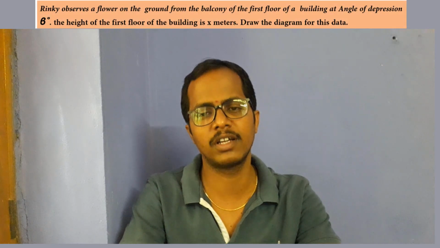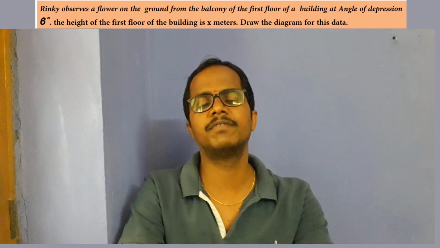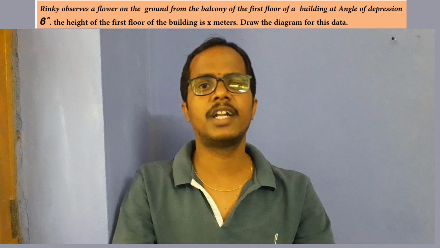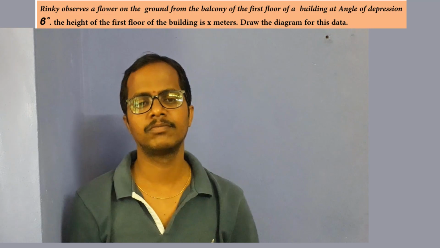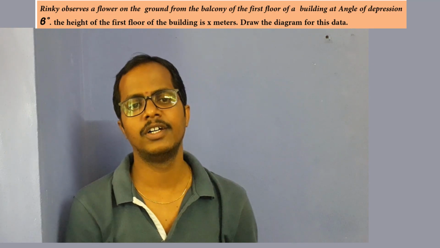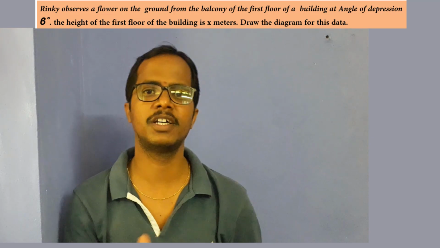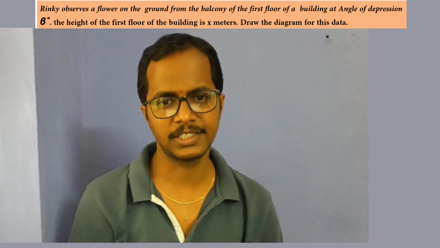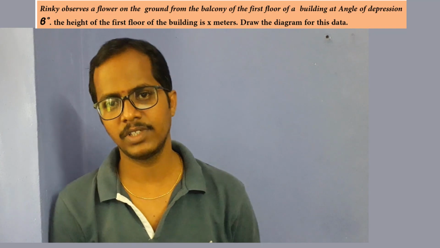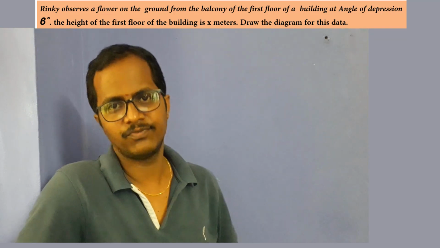Let us see one more problem. Rinky observes a flower on the ground from the balcony of the first floor of a building at an angle of depression beta degrees. The height of the first floor of the building is x meters. Draw the diagram for this data. In this problem, the girl Rinky is standing on the first floor of the building, and from there she is observing the flower on the ground with an angle of depression beta degrees, and the height of the first floor is given as x meters. Now using this information, we need to draw the rough diagram for that situation.